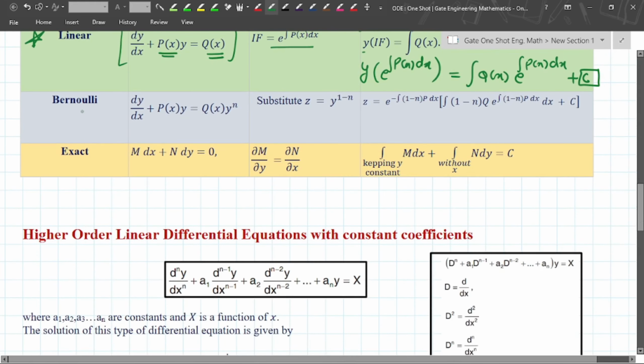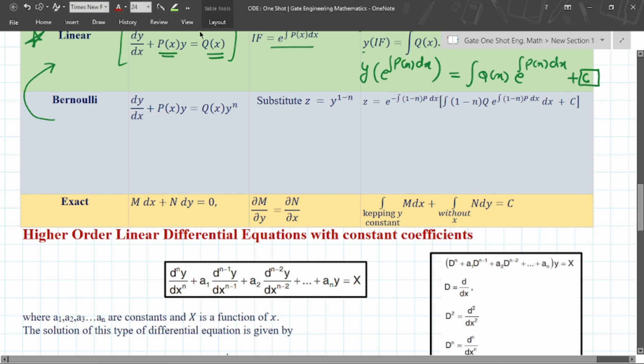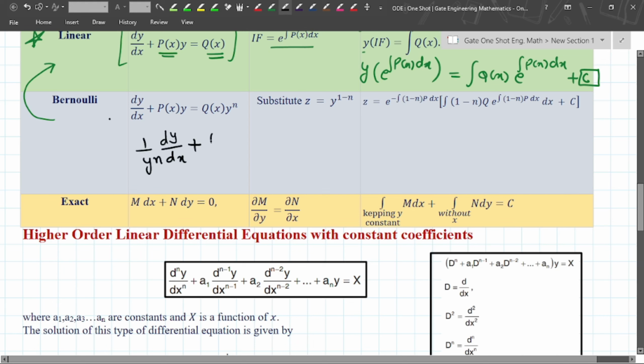Next one is the Bernoulli differential equation. This is a non-linear differential equation, but you can convert it to a linear differential equation and apply the same method. But how will you convert this? Let me explain. If this is the differential equation, then I can write it as 1 upon y power n dy by dx plus p of x upon y power n, y is equal to q of x. Now, this is the kind of differential equation, but the coefficient must be 1 for this case. But here the coefficient is not there.